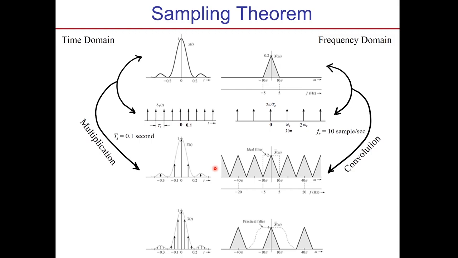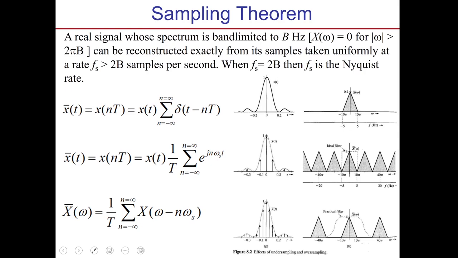So the sampling theorem says the following. A real signal whose spectrum is band limited to B hertz, so the highest frequency is B hertz, can be reconstructed exactly from its samples taken uniformly at a sampling rate Fs equal to or larger than 2B. When you sample at exactly twice the bandwidth, when Fs equals 2B, then we call this Fs the Nyquist rate. So you are sampling at the Nyquist rate.